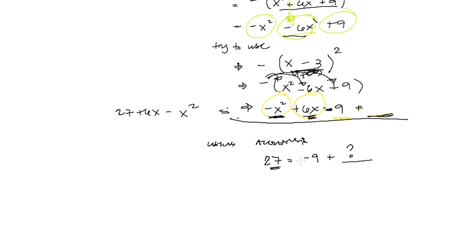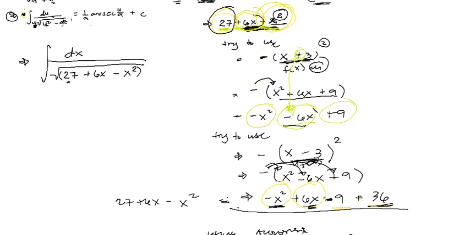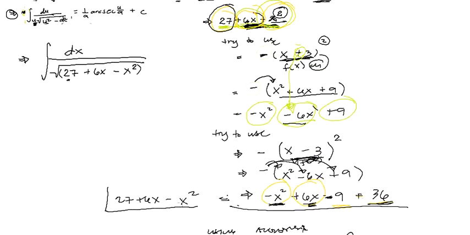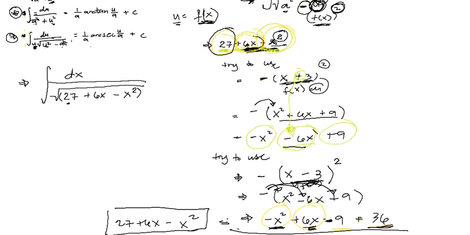Okay, then by doing the algebra, we have 27 plus 9 is equal to that number, which is 36. So we need to add 36 here in order for us to complete our form that is equivalent to our original function.